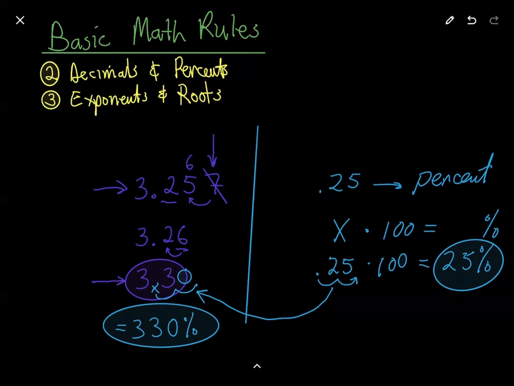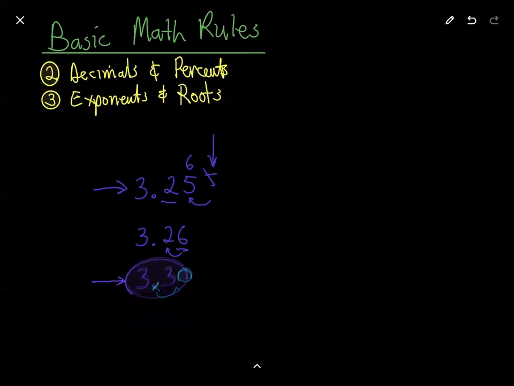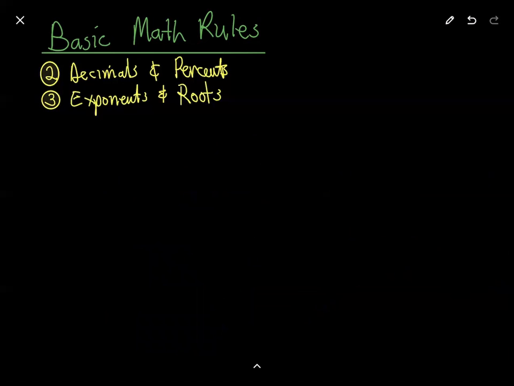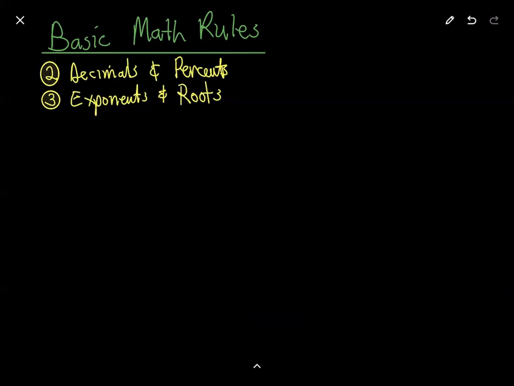Okay. All right. So exponents and roots. Let's talk a little bit about that. Let me erase this. All right. Okay. So exponents and roots. The rules here are an exponent. What an exponent is, it's basically a small number that is placed slightly higher and to the right of a number or an expression.